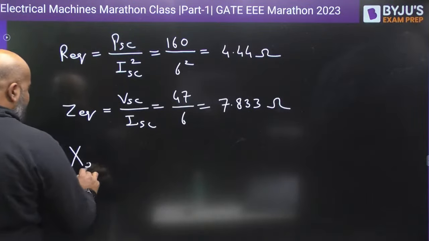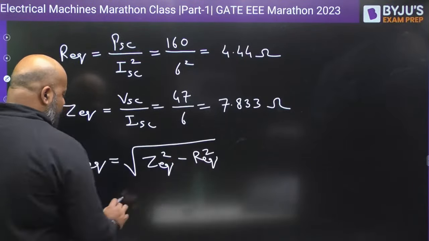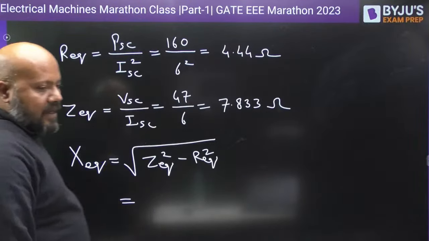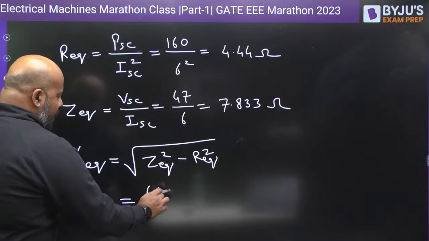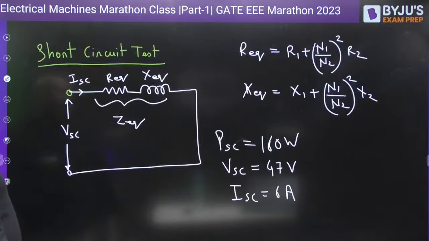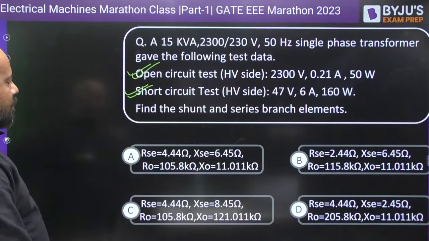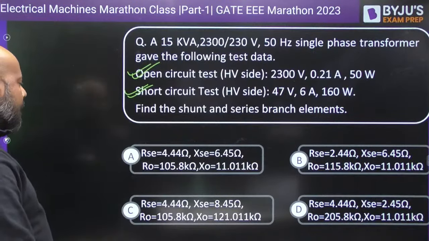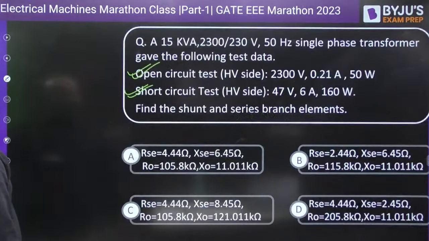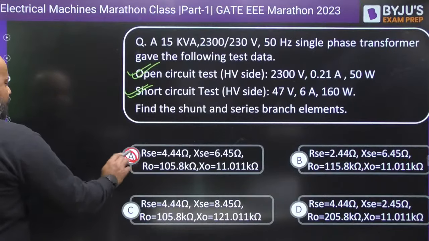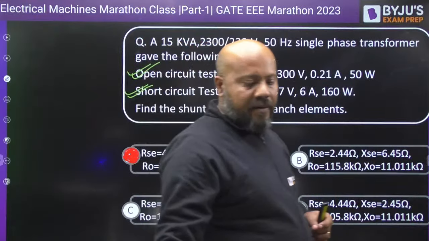So can you tell me what is X equivalent? It is simply going to be the square root of Z equivalent square minus R equivalent square. Just solve this. I think you must be getting, as per my reference, 6.45 ohms. So what is the correct option? Now you can cross check. A is the correct one, I think. So A is the correct one, yes. Everybody is getting that.